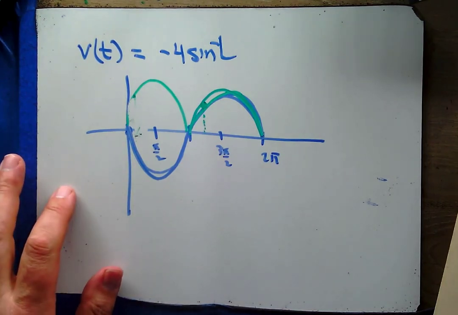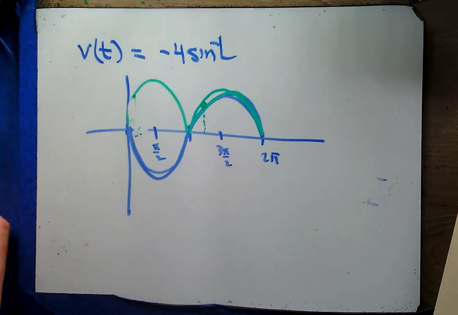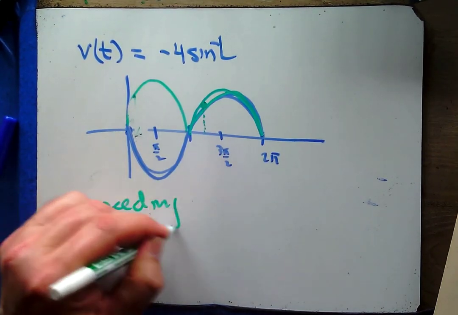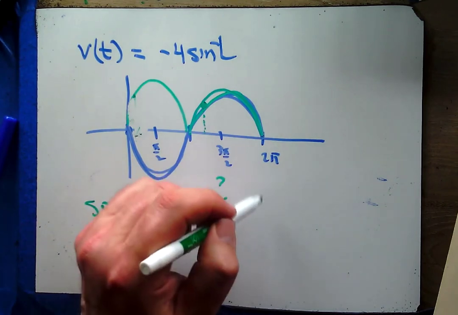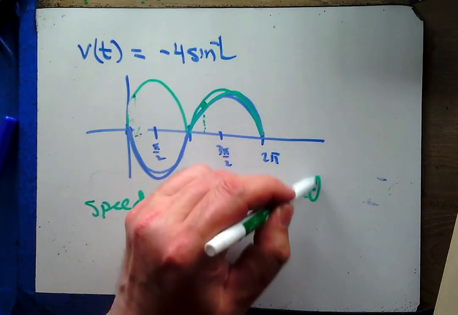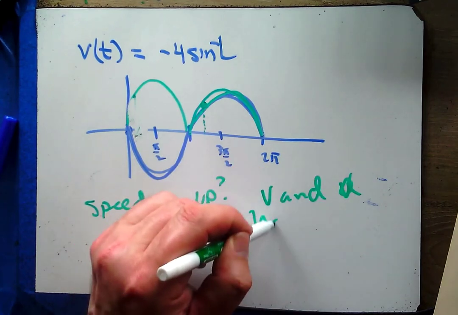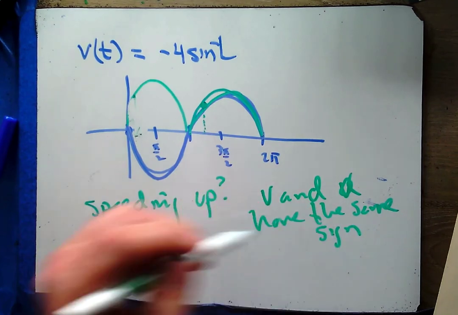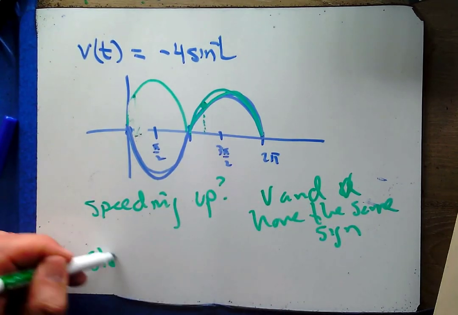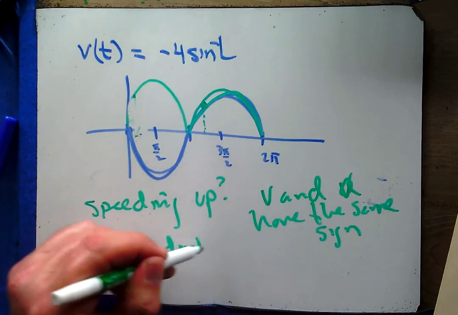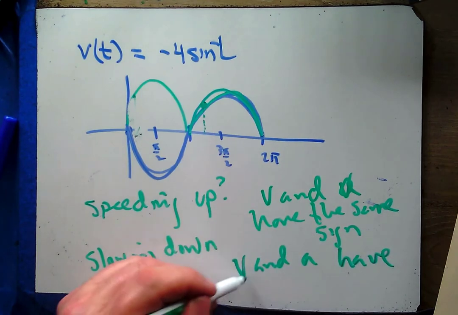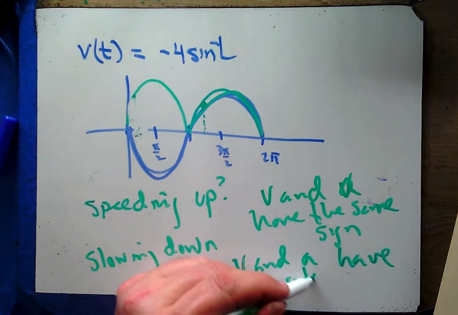But that's not the way you're going to do it by the time you get to the AP exam. So I will share with you now, speeding up means v and a have the same sign. And slowing down, v and a have opposite signs.